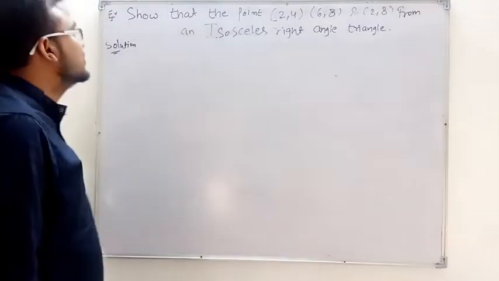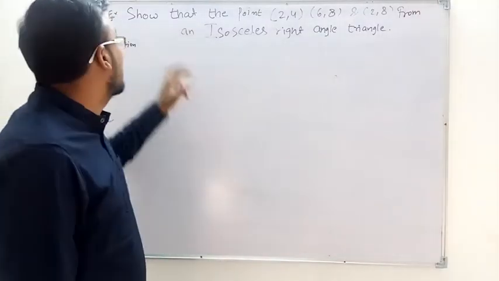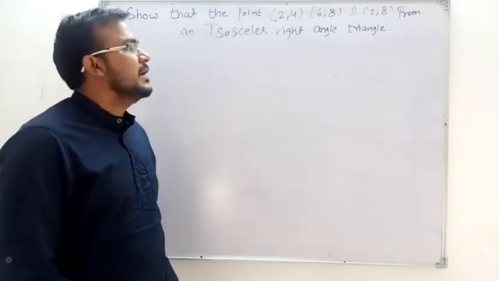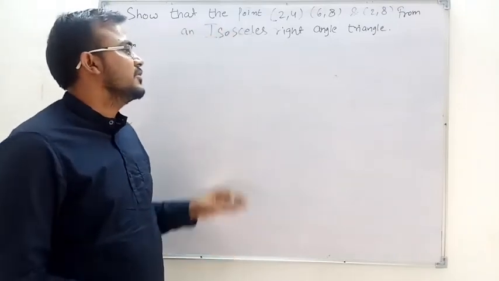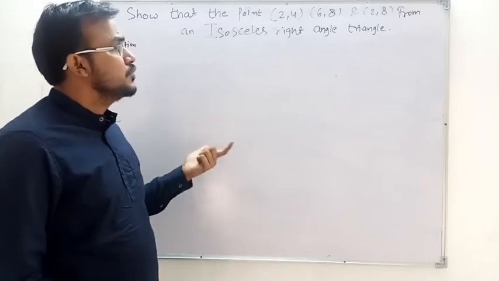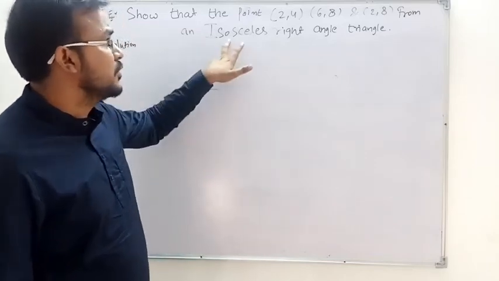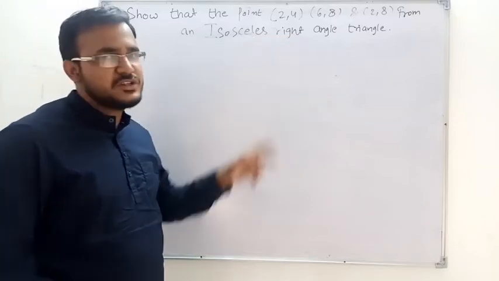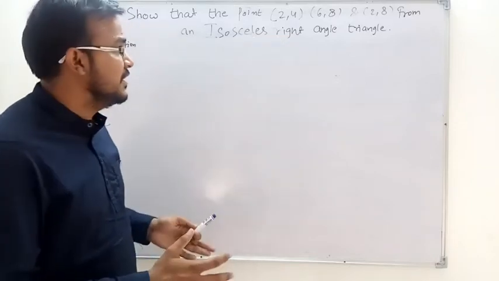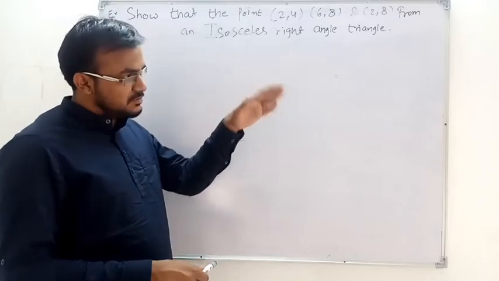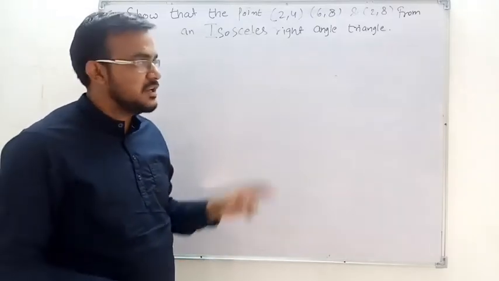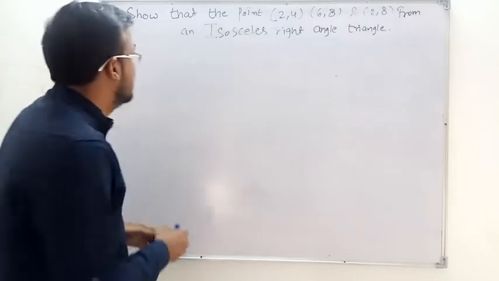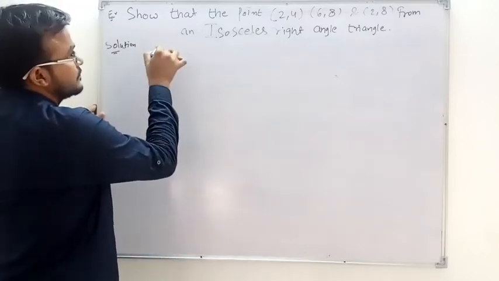So now let's take an example based on the distance formula. The question is, show that the points (2, 4), (6, 8), (2, 8) form an isosceles right angled triangle. The idea in solving this question is we have to prove it is an isosceles triangle. An isosceles triangle is a triangle in which any two sides are equal. So if we find the distance of all three sides and any two sides are equal, it means it is an isosceles triangle.